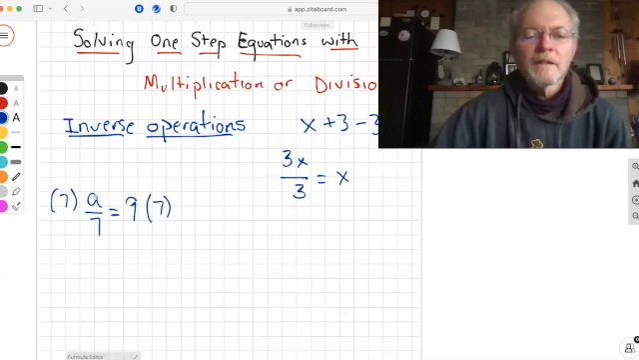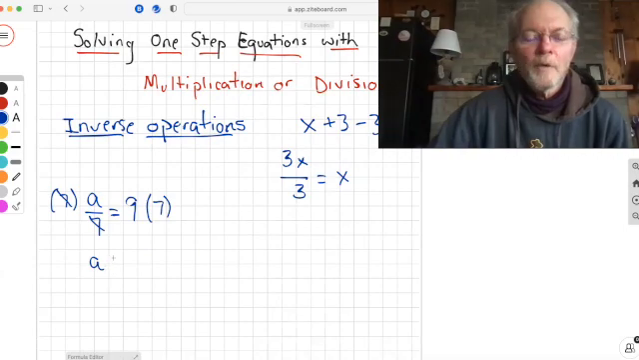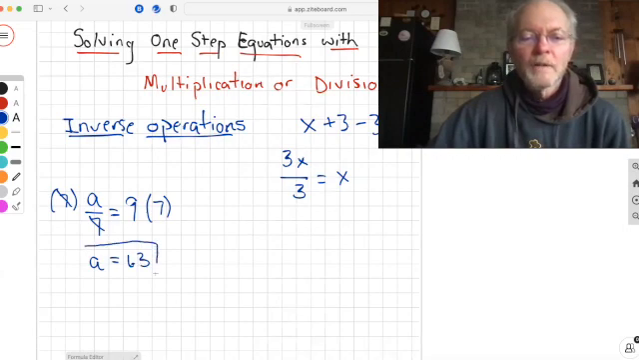Well, 7 times a divided by 7 is just going to be a. I've just undone the divided by 7 with times 7. And then on the right-hand side of the equation, 9 times 7 is 63. And now I have solved the equation. The solution is 63. If we go back and check that, 63 divided by 7 is equal to 9.